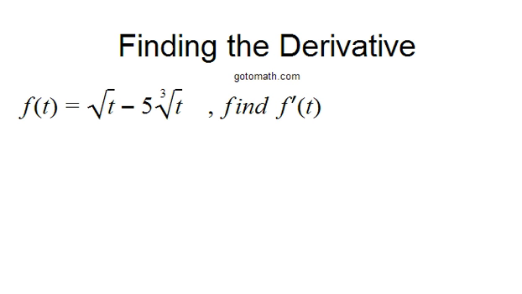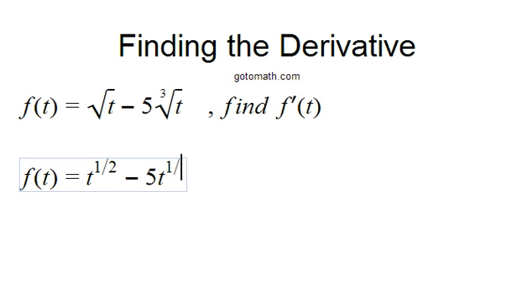Alright, easy enough. What we're going to want to do here is get this out of radical form and into exponential form. So that's the first thing that we're going to want to do here. So this becomes t raised to the half power, and then minus 5t raised to the 1/3 power. Now we can go ahead and do the power rule.